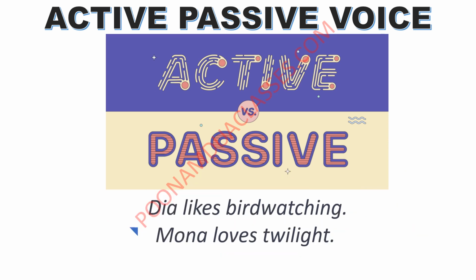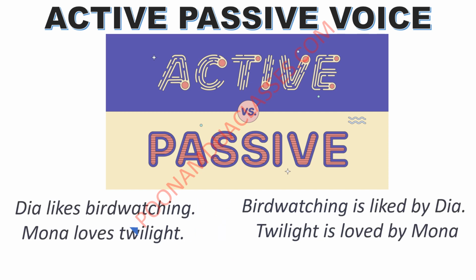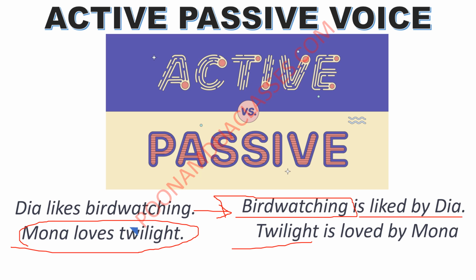Let us go for two more examples. First, Dia likes bird watching. Active or passive? Active, right. Mona loves twilight. Active or passive? Of course, active. Let us see what will be the passive of these two. Dia likes bird watching will get converted into bird watching is liked by Dia. Mona loves twilight will convert into twilight is loved by Mona. Both bird watching and twilight were the objects first, and in the passive sentences they have become the subjects.